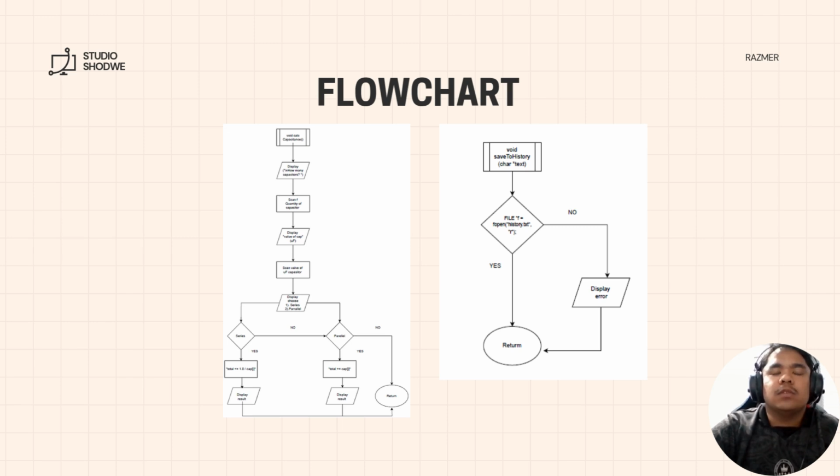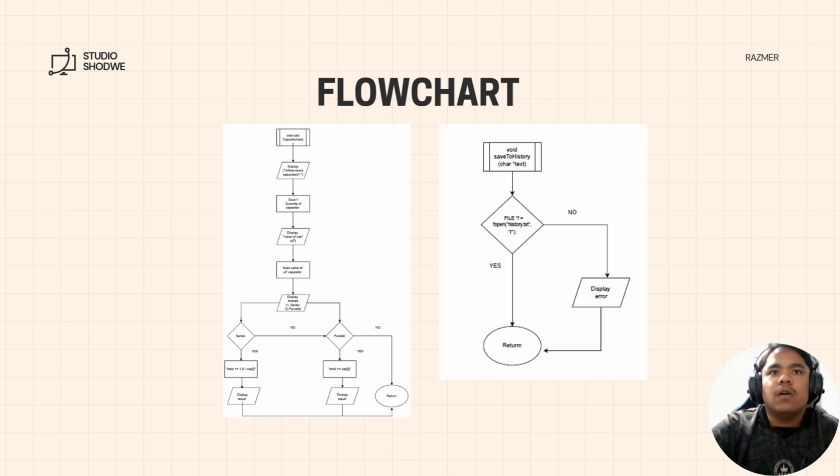I will explain the flowchart for a function called calculate capacitance. This function is used to calculate the total capacitance of multiple capacitors. The function begins by asking the user a question, how many capacitors, and then the program will scan the number of capacitors to be calculated. Next, the program will ask the user to input the value of each capacitor in microfarads.